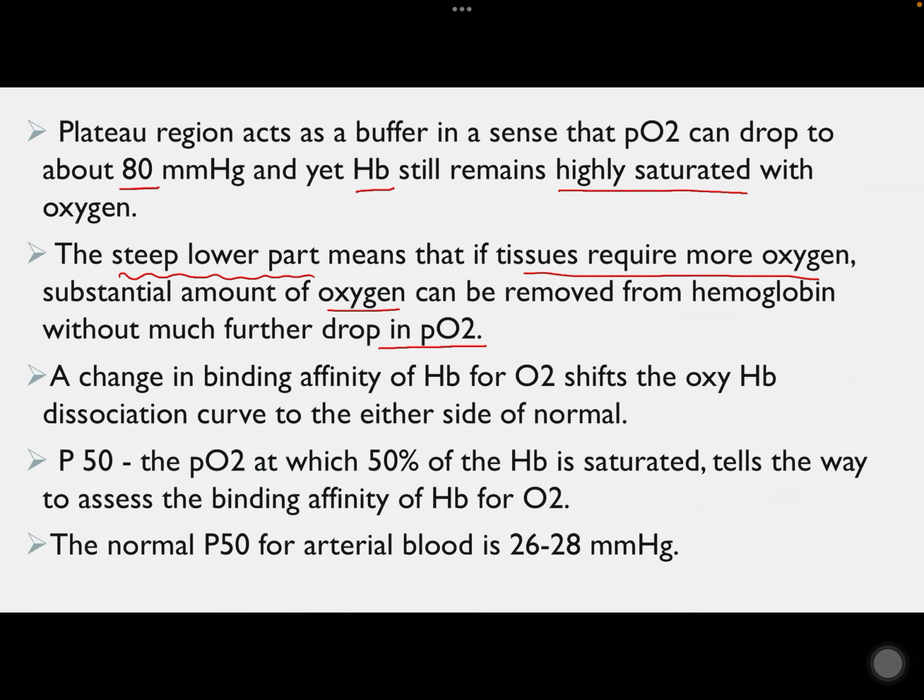Okay. Now, a change in binding affinity of hemoglobin for the oxygen shifts the oxyhemoglobin dissociation curve to either side of the normal, right? So there is a concept of P50. What is a P50? I will try to show you now.